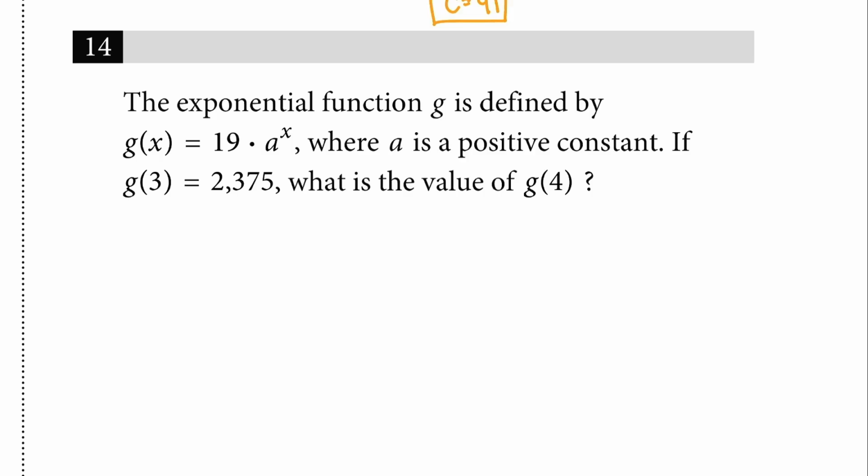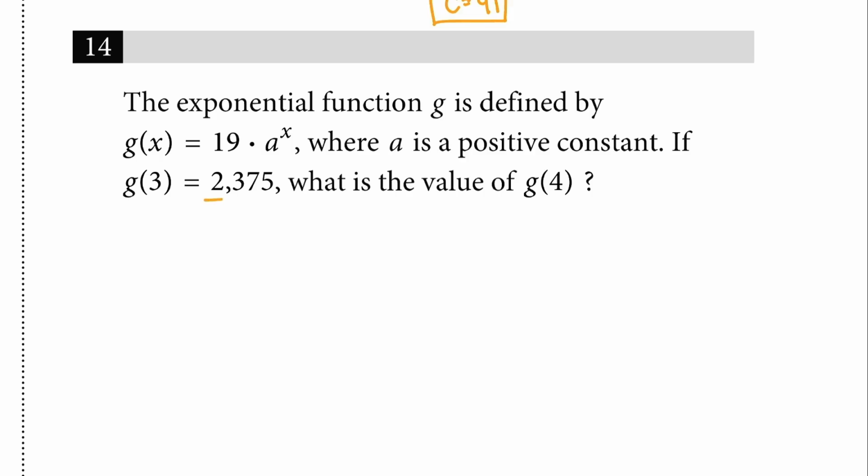The exponential function g is defined by g of x equals 19 times a to the x, where a is a positive constant. If g of 3 is 2375, what is the value of g of 4? The reason that they're giving you a number to start with is so that we can solve for a, and then we'll use that to find g of 4.